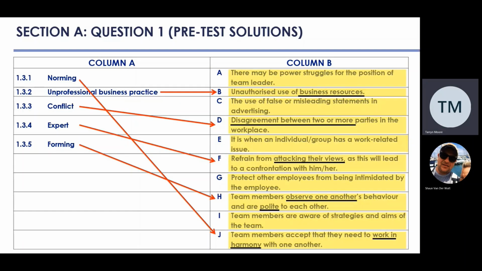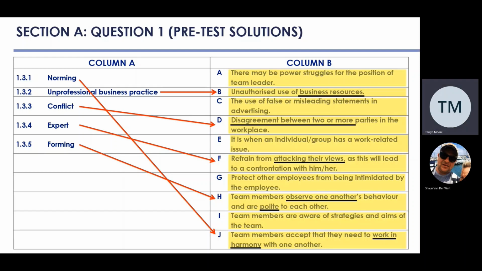When we look at our expert, refrain from attacking their views. You have the knowledge. So don't attack their views because you are the expert. You are the person with the expert opinions and the experience. Because if you do attack their views, it's going to lead to a confrontation, and we don't want to do that. And therefore G is left unmarked, because protecting other employees from being intimidated, you cannot allow anybody to be intimidated in your workplace. And nobody can do that.